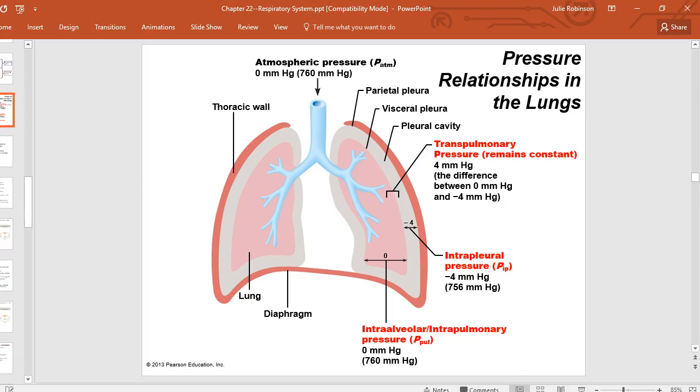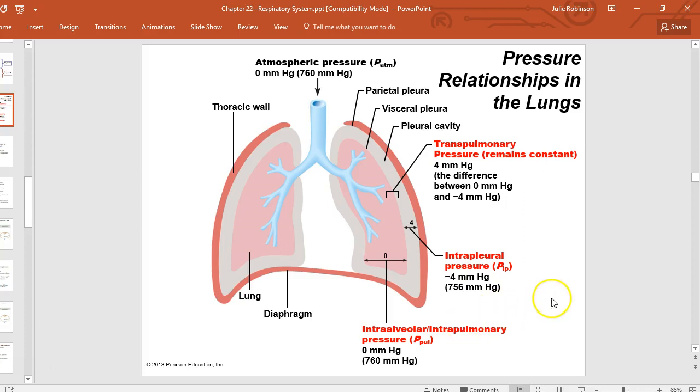Now, before we can talk about how gases move and why they move, we need to look at some definitions, and you'll see those in red here. So we're actually going to start with intraalveolar or intrapulmonary pressure. This pressure is the pressure that's within, that's the intra, within the lung, within the alveoli specifically.